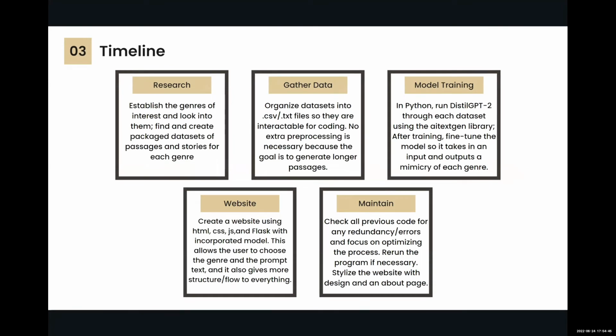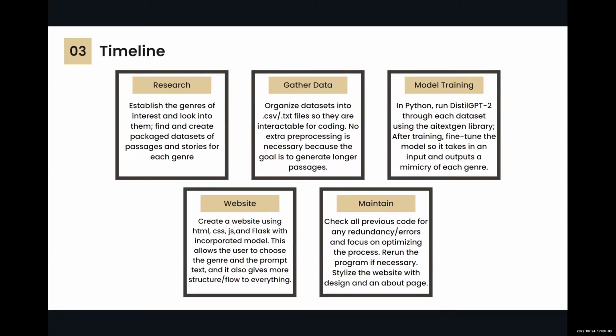So for our timeline, the first step was to research and establish the genres of interest and look into them. We found and created packaged datasets of passages and stories for each genre. Then we gathered data and organized the datasets into CSV or TXT files so they are interactable for coding. No extra pre-processing is necessary because the goal is to generate longer passages.